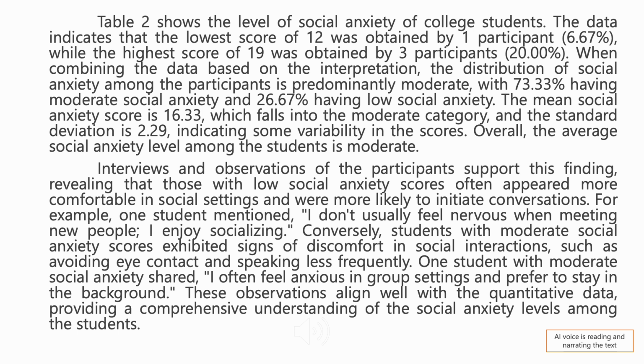The mean social anxiety score is 16.33, which falls into the moderate category, and the standard deviation is 2.29, indicating some variability in the scores. Overall, the average social anxiety level among the students is moderate. Interviews and observations of the participants support this finding, revealing that those with low social anxiety scores often appeared more comfortable in social settings and were more likely to initiate conversations.